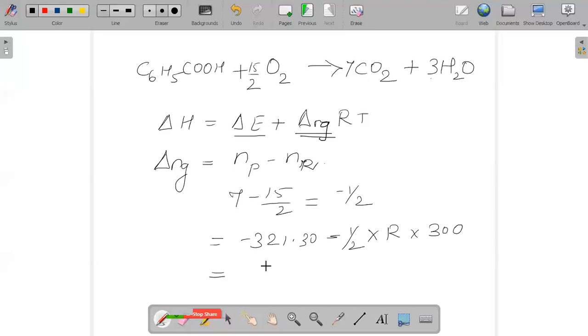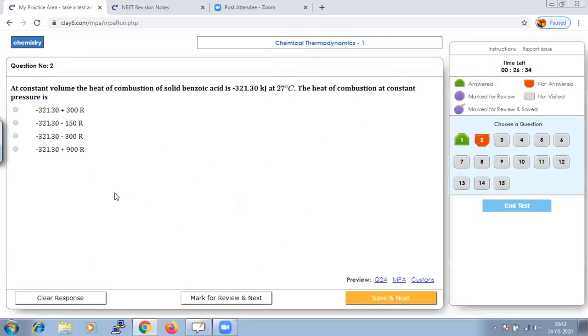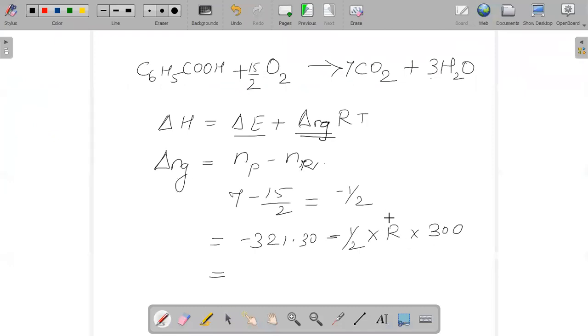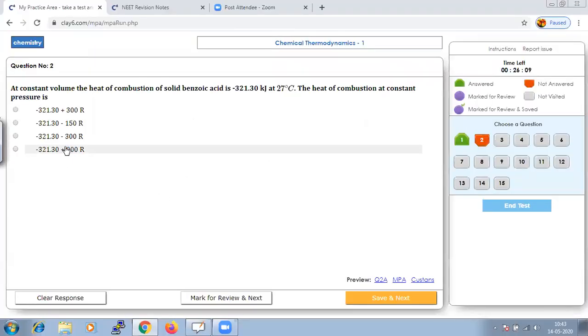So when we calculate this, just because we have the R value in the options, I have not substituted the value of R. Half into 300 means 150 R. So let us see if it is there in the options. Yes, it should be minus 321.30 minus 150 R. Save that and go to the next.